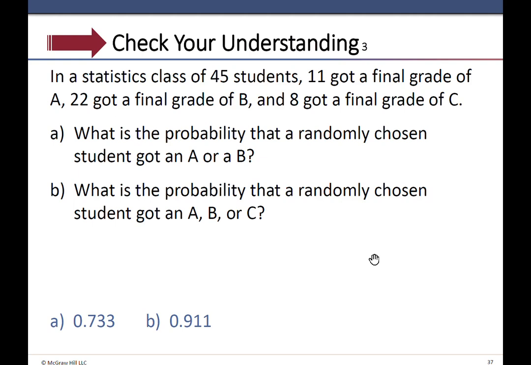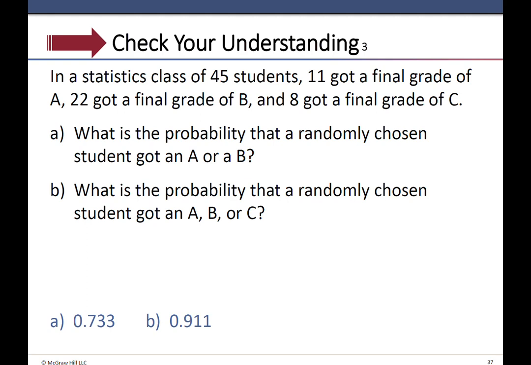In a stats class of 45 students, 11 got a final grade of A, 22 got a final grade of B, and 8 got a final grade of C. Question A, what is the probability that a randomly chosen student got an A or a B? Well, again, it's not possible to get both an A and a B, so these are mutually exclusive. So you would just take 11 plus 22, that's 33 out of 45, which is about 0.733.